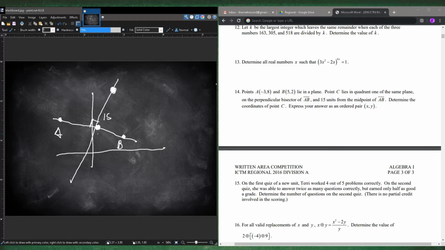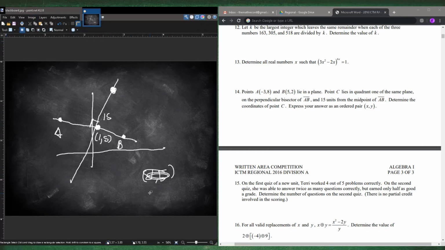Okay, so what's the midpoint? The midpoint of negative 3, 8, and 5, 2 is just add the respective coordinates and divide by 2. So negative 3 plus 5 is 2, 2 divided by 2 is 1. Okay, 8 plus 2 is 10, 10 divided by 2 is 5. So the midpoint is at 1 comma 5. Okay, so this point is 1 comma 5. And it has to be 15 units away on the top.